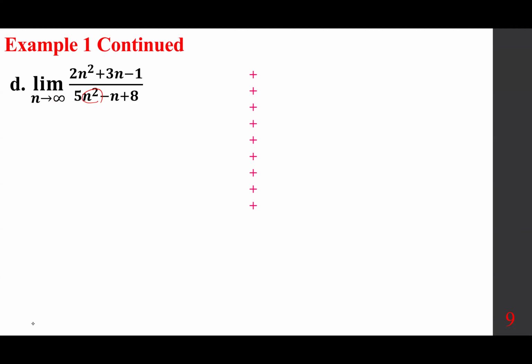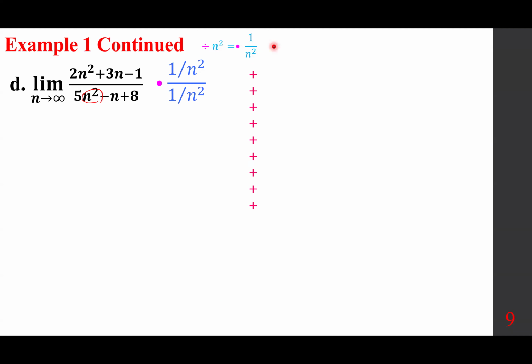One more time. If you have a rational expression and the variable is approaching infinity, x, n, whatever, then you divide by highest degree term in the denominator. By the way, division by n squared is the same as multiplication by 1 over n squared. Doesn't matter. I just wanted you to be exposed to both.